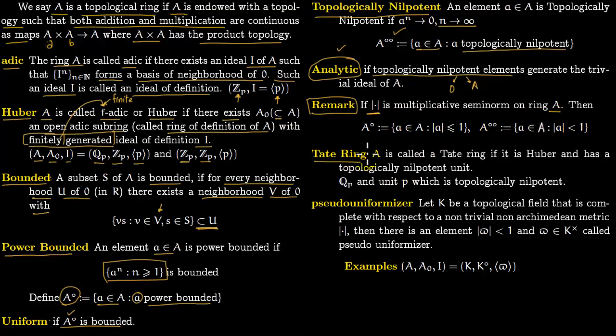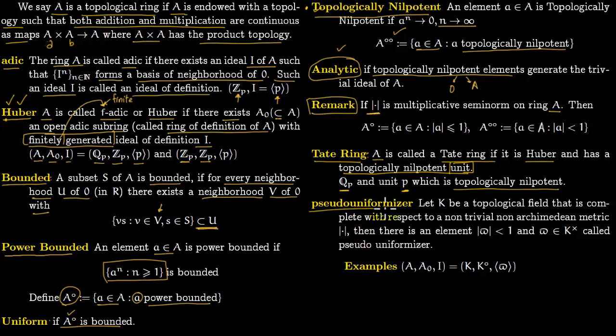Tate ring. So this ring A is called a Tate ring if it is Huber, that is, it satisfies your finitely generated ideal condition, and has a topologically nilpotent unit. So you have this and you have this; you combine this thing with this thing, you get a Tate ring. For example, Q_p and this unit p, which is topologically nilpotent. Not only is p topologically nilpotent, it is also a unit. So it is Huber and it has a topologically nilpotent unit. Notice that we have added this word unit here.